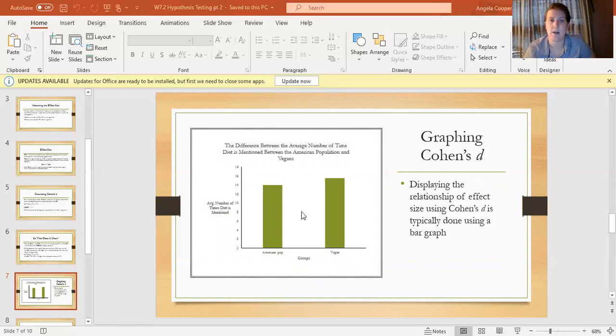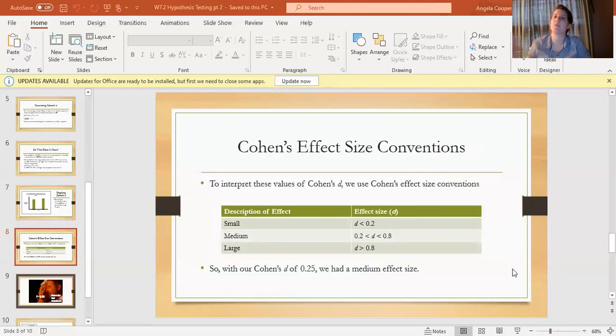So you'll see here that we have a bar graph of the average number of times the American population mentioned their diet and the average number of times that our vegan sample mentioned their diet. And we just graph that, and that's how you display Cohen's d, just by comparing two bars on a graph. So in terms of the effect size itself, that number that spits out of the Cohen's d equation, well, we have a threshold of strength for that.